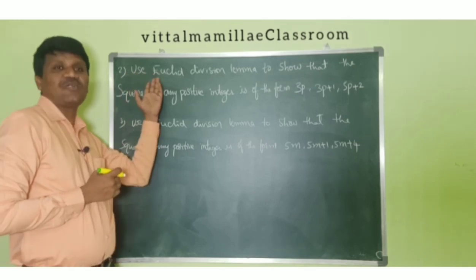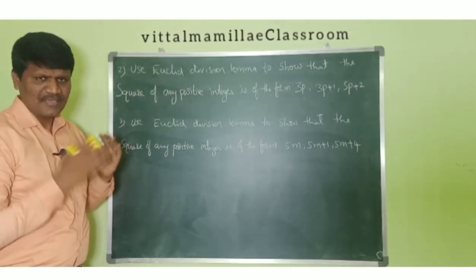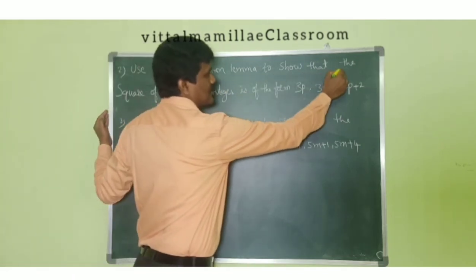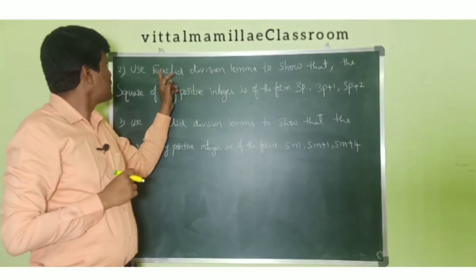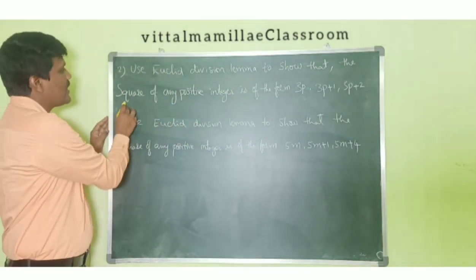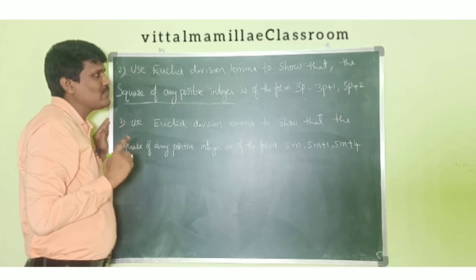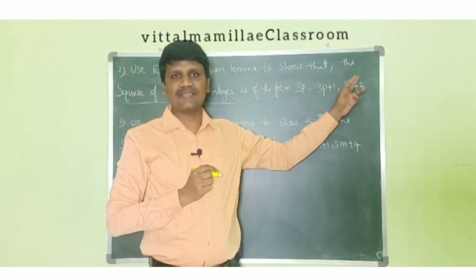Now the most important problem is the square of any positive integer of the form. Just observe the question. Use Euclid division lemma to show that. Till here it is common for every question. Use Euclid division lemma to show that the square of any positive integer is of the form 3p, 3p plus 1, 3p plus 2.